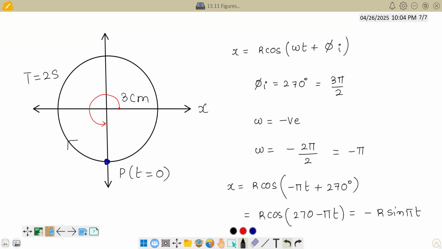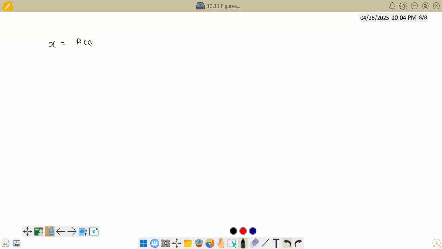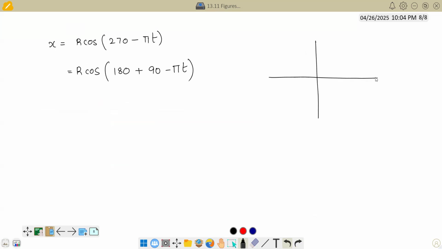Or else if you only know till 180, I will do this in steps. So x equals r cos(270 minus pi t). If you only know 180, I can write 180 plus 90 minus pi t. If I take this all silver teacups rule, here everything is positive. Here only sine is positive. Here cosine is positive. Here tan is positive. It is better if you know this. Right now I won't explain.